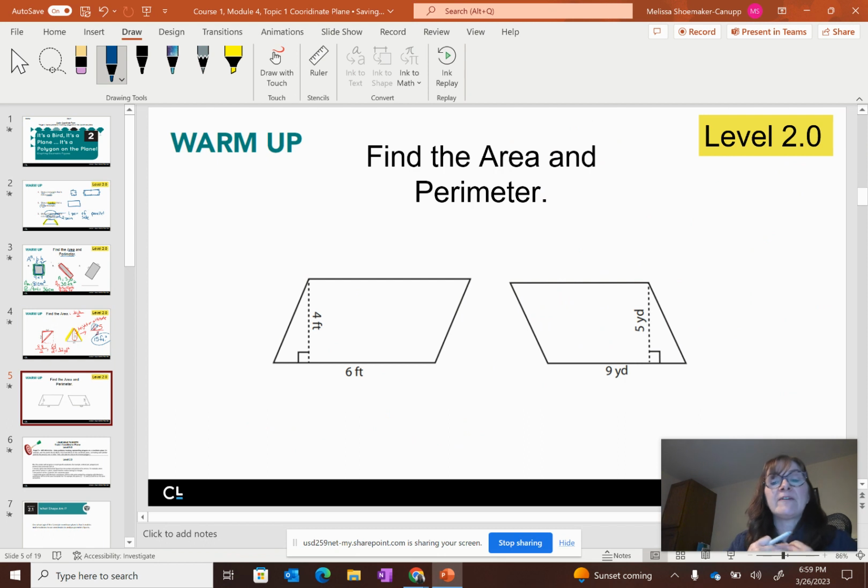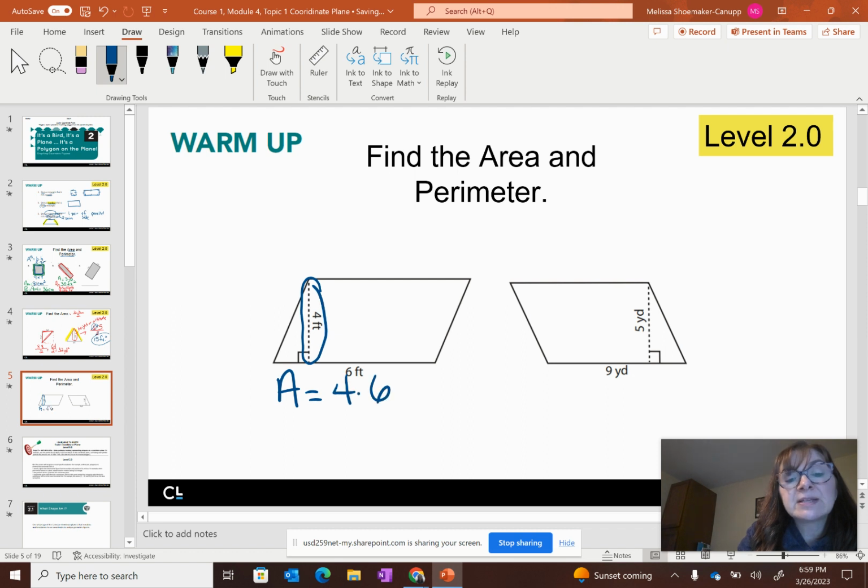Last one, we have parallelograms. Parallelograms are just like rectangles, but they're also like triangles because we have to know the height. So to find the area, we just take the 4 times the 6, the height times the width. Or we would call this a base. So the area of this would be 24 feet squared.